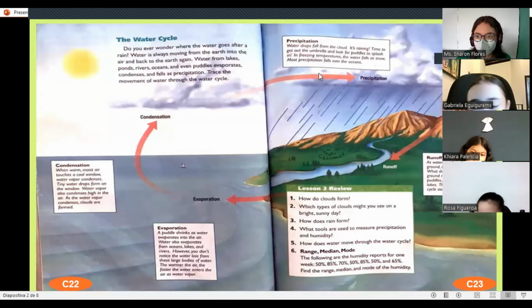And what happens when the clouds are formed? We have precipitation. Okay, let's see. Who wants to read what is precipitation? There is information.